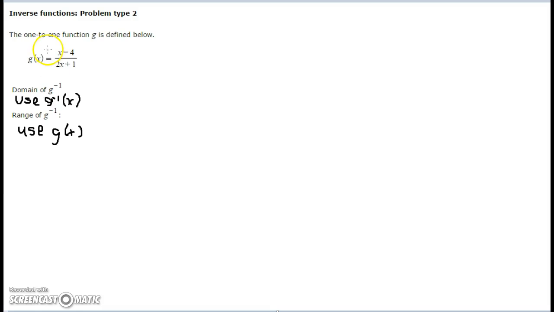So first, I start by taking g of x equals x minus 4 over 2x plus 1 and finding its inverse. And the way I do that is g of x is really a y. And I'm going to switch all my x's and my y's. So since this is really a y, I'm going to write it as x equals, and I'm going to switch my x's to y's. So I'll say y minus 4 over 2y plus 1.